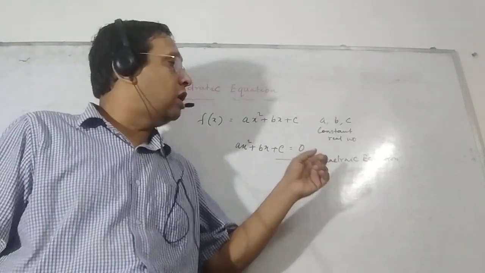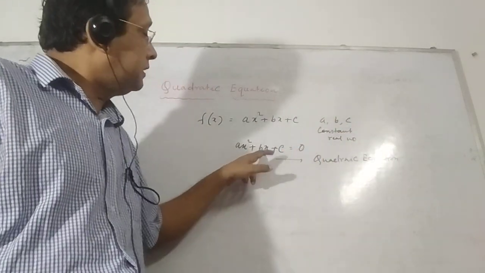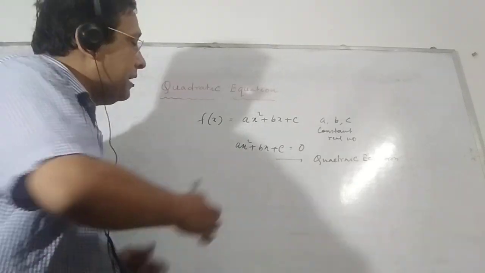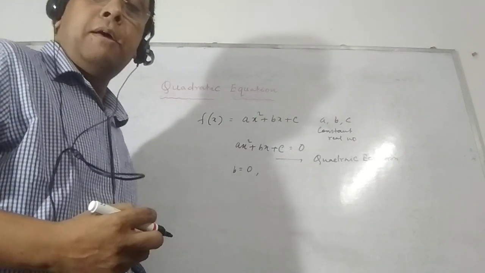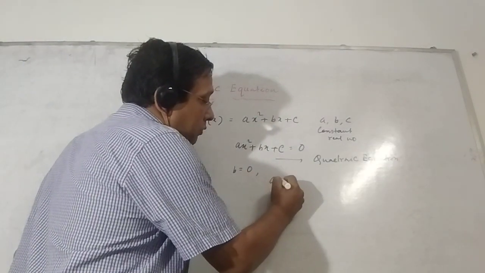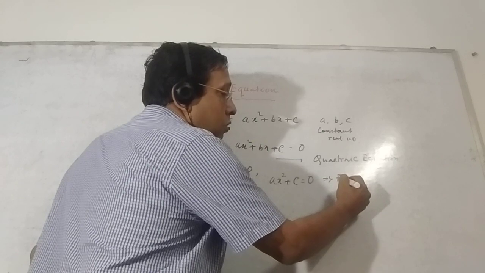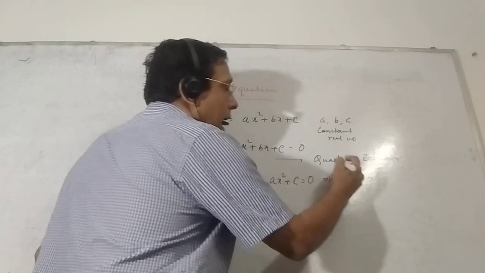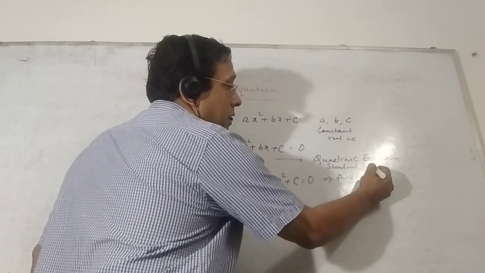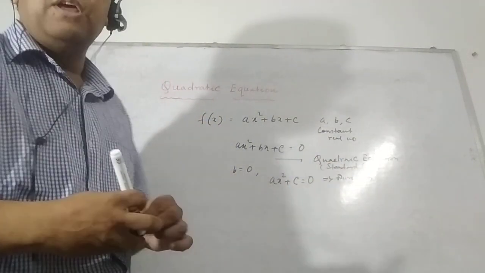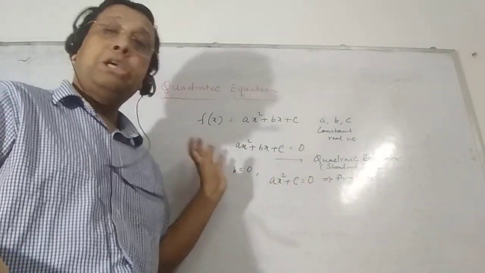Now, this quadratic equation is also known as the standard form or the general form of quadratic equations. If this b part is 0, if b is equal to 0, then it will still have a quadratic form. Then it is called the pure quadratic equation, that is ax square plus c is equal to 0. This form is known as the pure form, and this form is known as the standard form. So this is the first query I have defined for you: what is a quadratic equation.